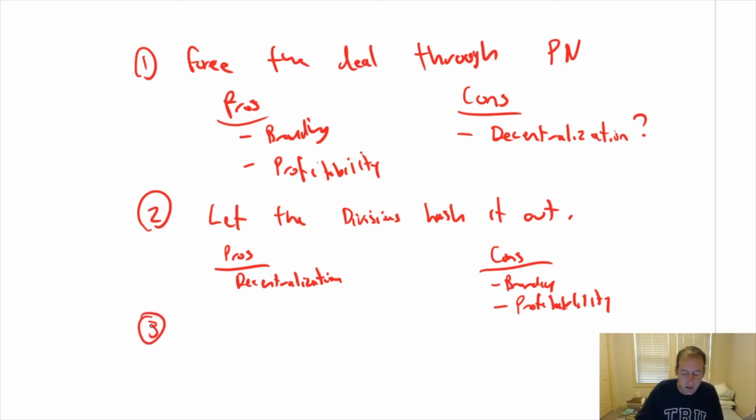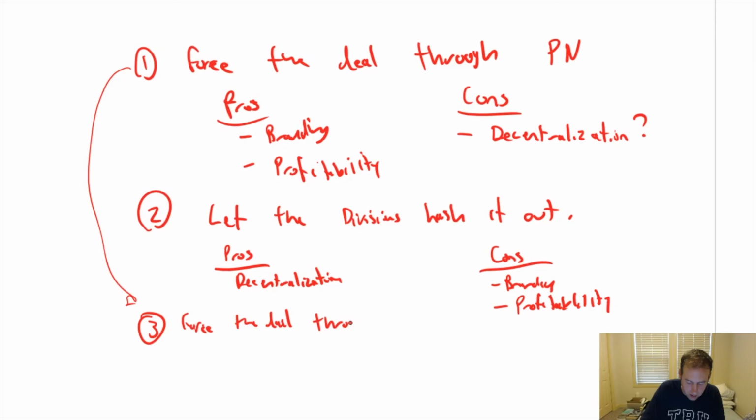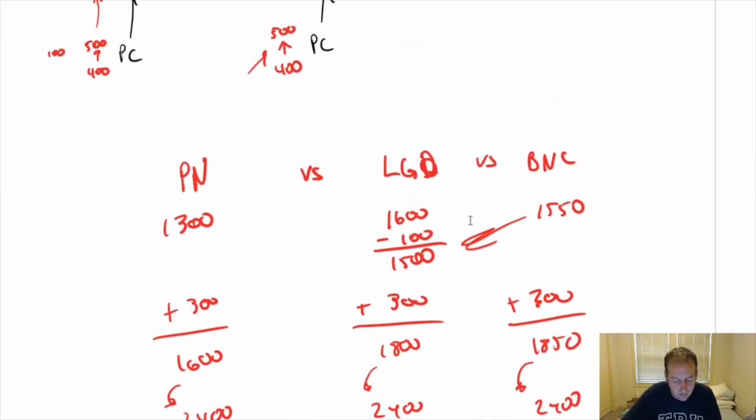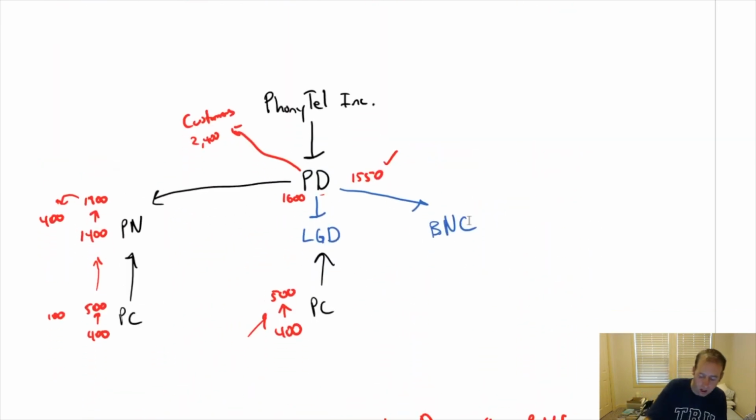Option 3 is an interesting one. You can force the exchange, force the deal through PN, but at a different price. So you could theoretically force PN to offer to match BNC's bid. You can see PN still makes a profit on it. You could even have a negotiated deal.